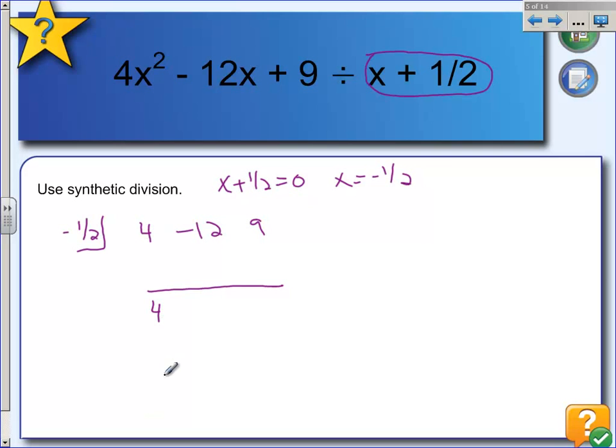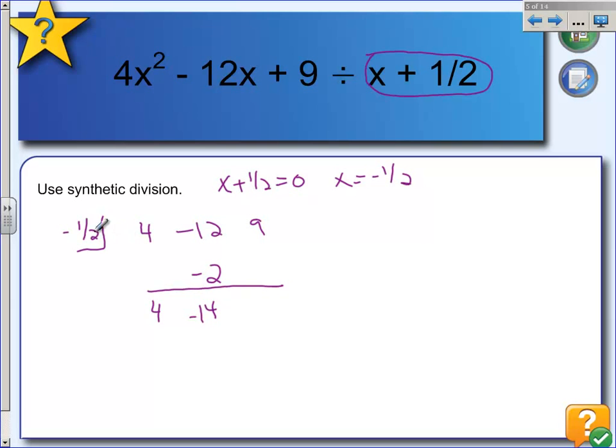That's the first step. And the next step is we are going to multiply this negative 1/2 times that 4, and we're going to put that answer right here underneath the negative 12. So negative 1/2 times 4 is negative 2. So we put that right there underneath negative 12, and then you add. Negative 12 plus negative 2 is negative 14. Then we lather, rinse, and repeat.